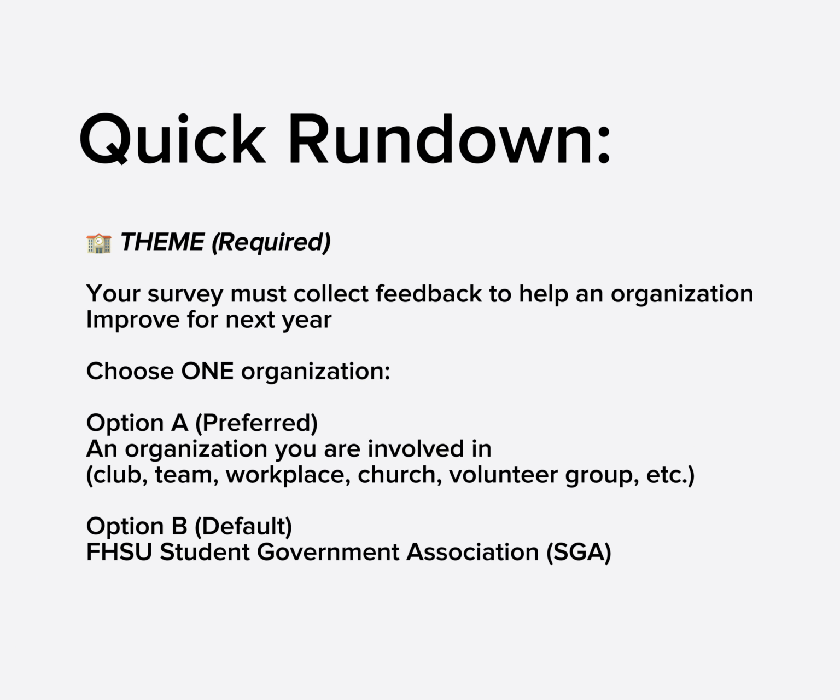So it had to collect feedback to help an organization improve for the next year. And the organization either had to be option A, which is an organization that you're involved in, or the Fort Hays Student Government Association. And it had to be either one of those organizations. Anything outside of that caused point deductions.